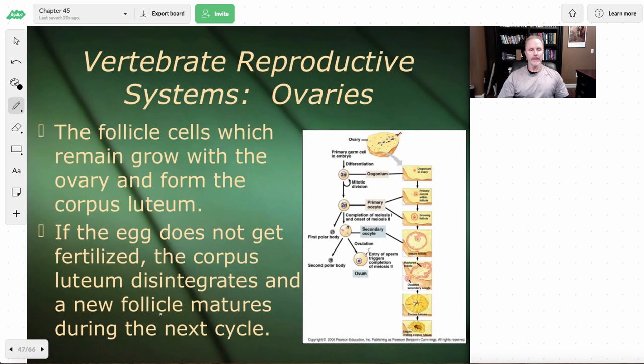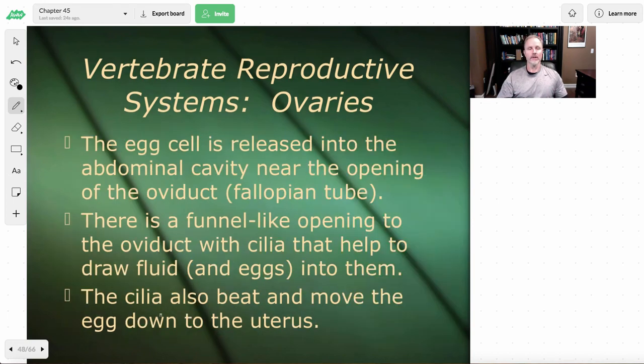All right. The follicle cells that are present, once they're stimulated, they're going to grow and give rise to the corpus luteum. And then if the egg does not get fertilized, the corpus luteum is going to disintegrate and a new follicle will be stimulated during the next cycle. And we said in class, of course, that if pregnancy does occur, then that corpus luteum is going to continually be stimulated, and it's going to produce the estrogen and progesterone, and we'll get more into that in the next talk that we have here.